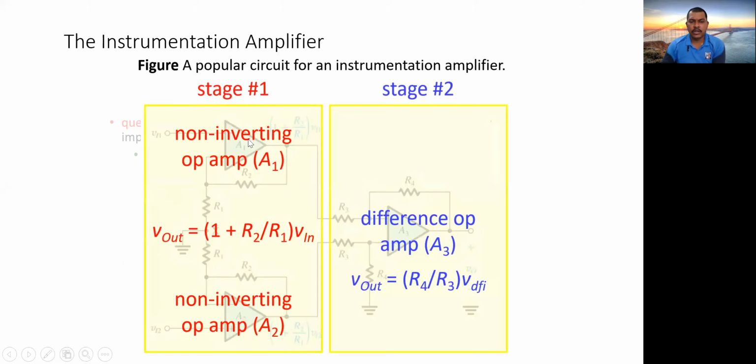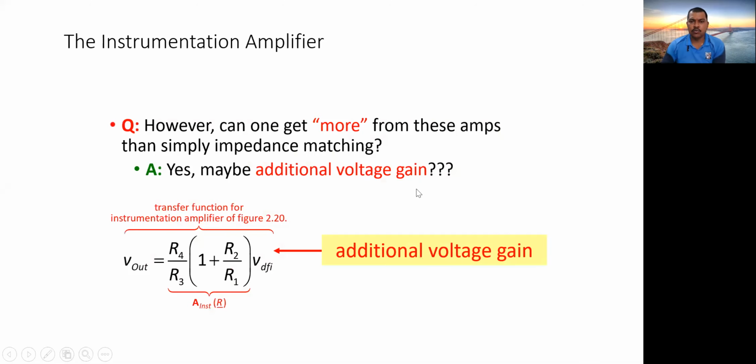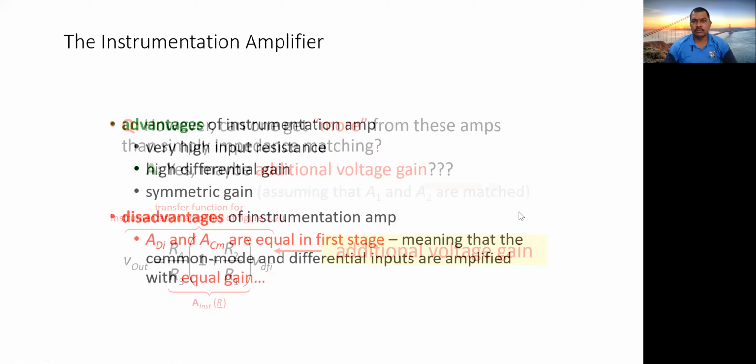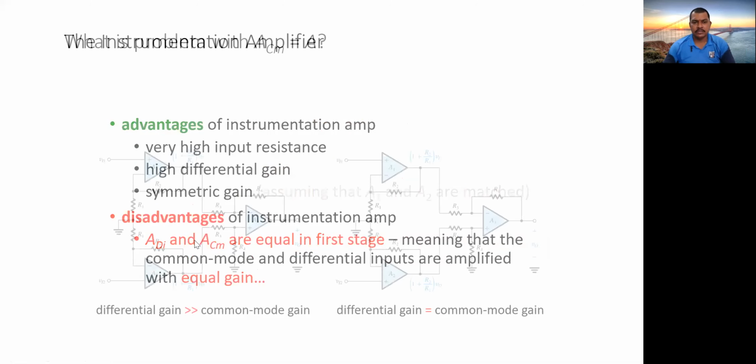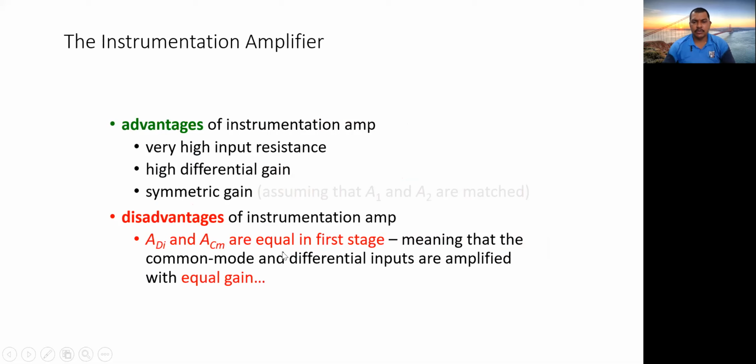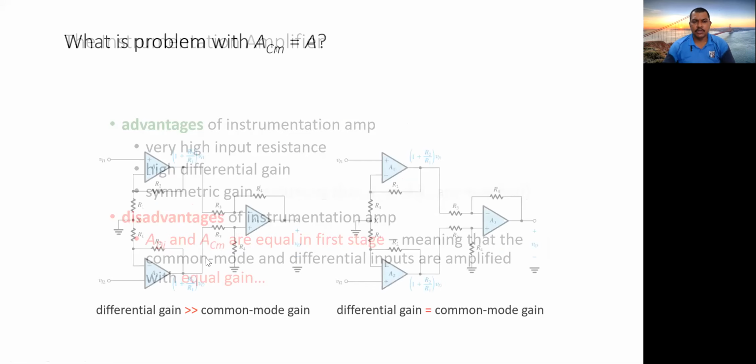Here, A1 and A2 are the non-inverting op-amps, and this provides the additional differential gain, and this is the additional voltage. So not only impedance matching but additional voltage can also be obtained by using this instrumentation amplifier. These are advantages, and this is one of the drawbacks that can be removed: the differential gain ADM and common mode gain ACM being equal in the first stage.